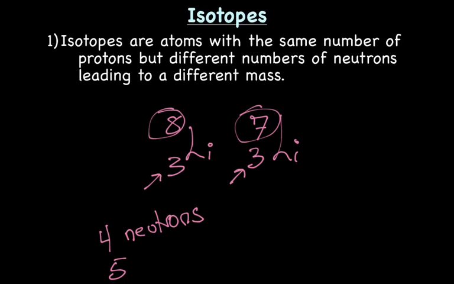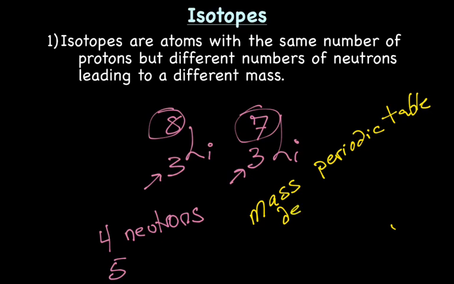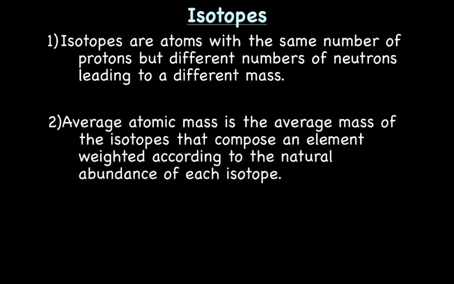One thing you may have noticed, or you should have noticed, is that the mass on the periodic table is a decimal. For example, the mass of lithium on the periodic table is 6.94. And why is that? If mass is number of protons plus number of neutrons, you can't have a portion of a proton or a portion of a neutron, so where does this decimal number come from? Well, that has to do with average atomic mass.